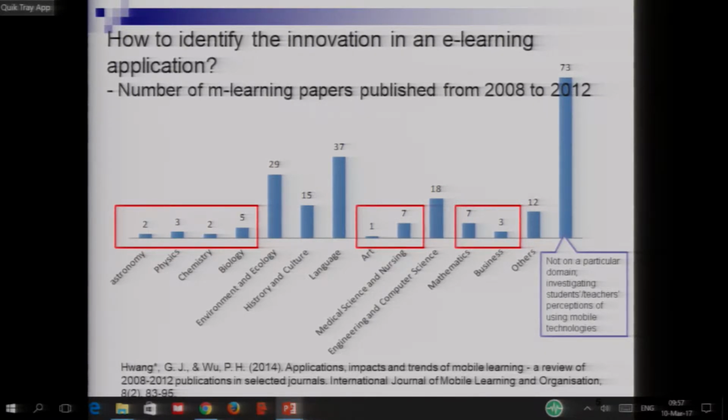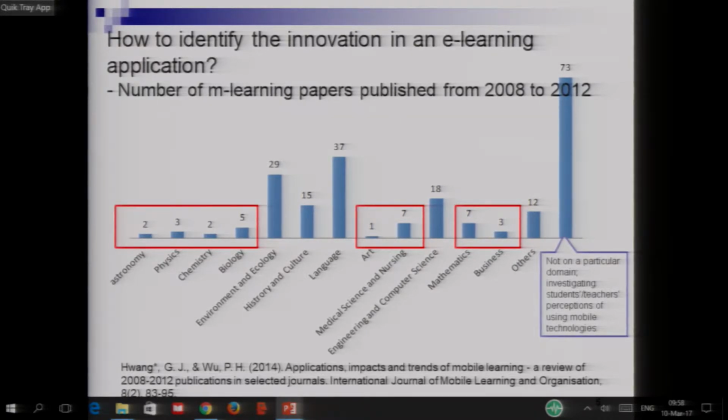For example, many mobile learning studies are about environmental and ecology, also for language, also for history and culture. But fewer studies have been conducted in astronomy, physics, chemistry, biology, art, very few. Nursing or medical education, and other business.